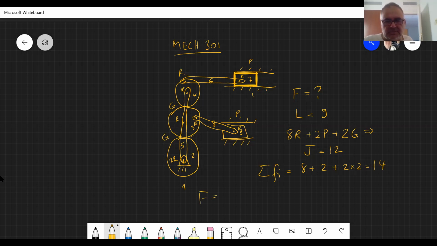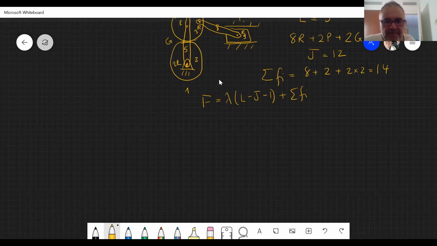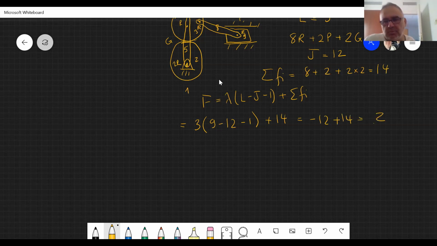And the degree of freedom is F = λ(L - J - 1) + ΣFi. What we get is 3 times (L, which was 9, minus J, 12, minus 1) plus 14. That is 9 minus 12, minus 1, times 3, is minus 12, plus 14. It is 2. So F is equal to 2 is our result. Okay.